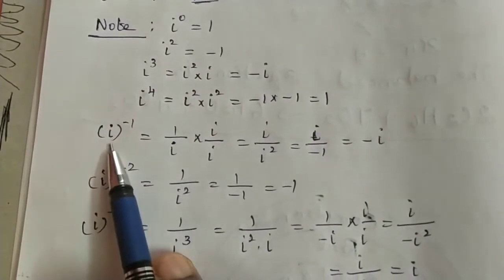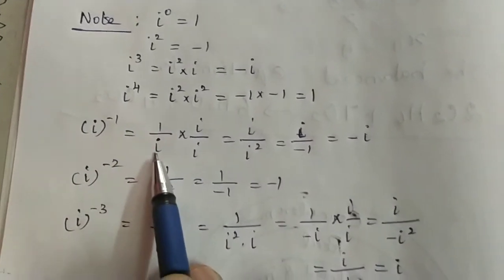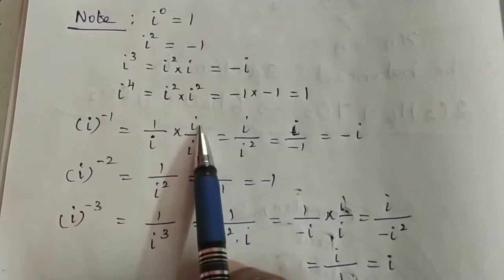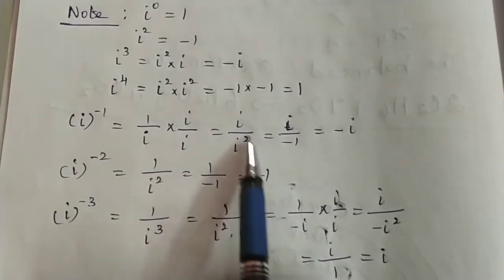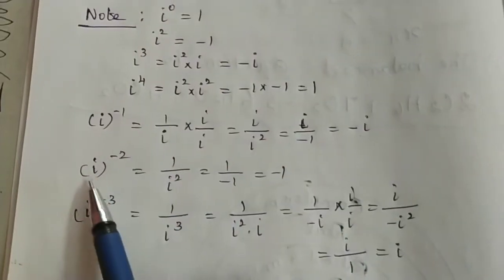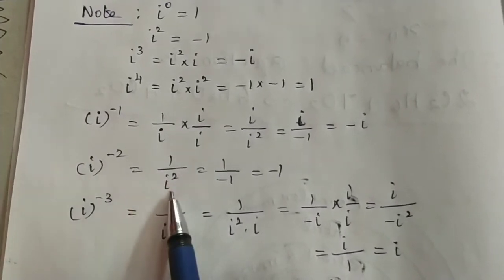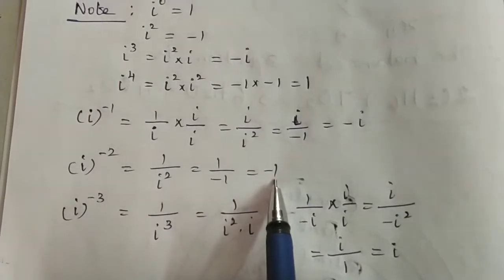Next, i power -1 is 1 by i. Both the numerator and the denominator are multiplied by i, giving i divided by i squared. i squared value is -1, so we get -i. Next, i power -2 means 1 by i squared. i squared value is -1, so the value is -1.